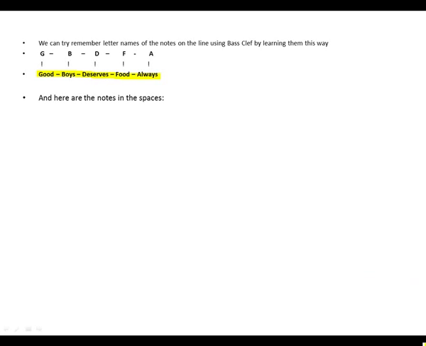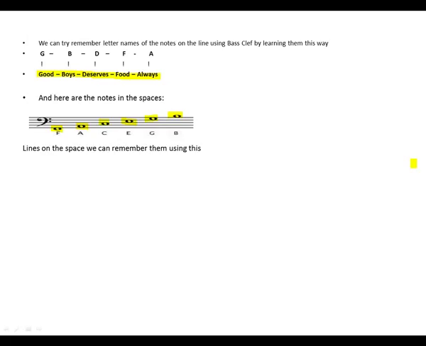And here are the notes in the spaces. We can remember them using this: All cows eat grass. A, C, E, G. All cows eat grass.